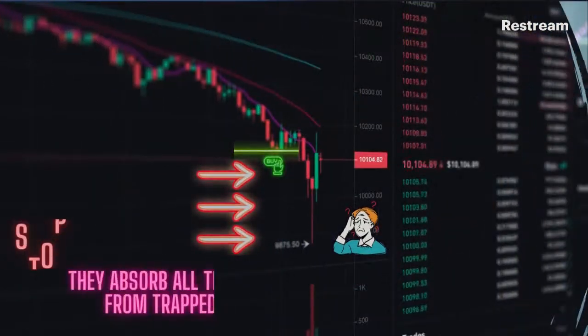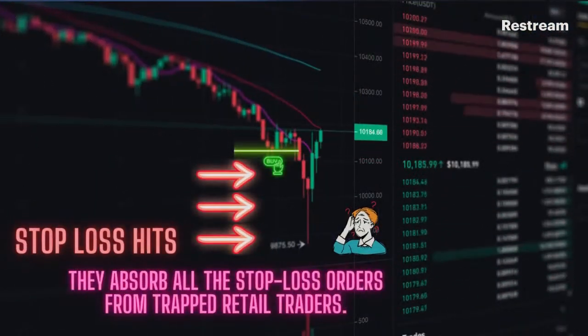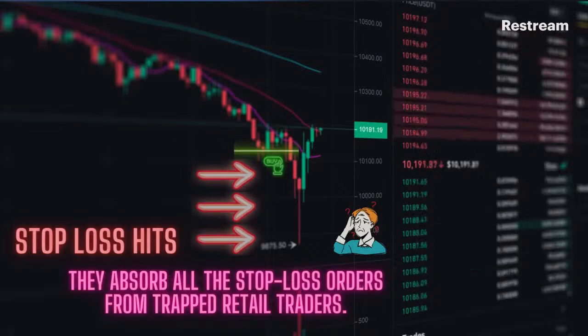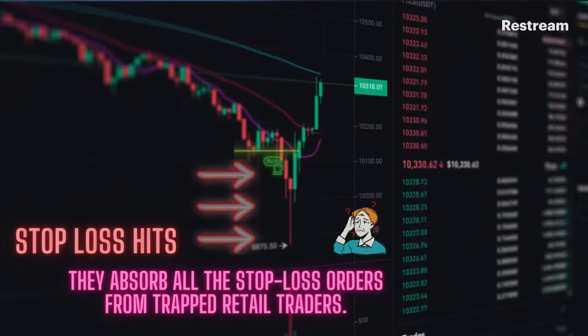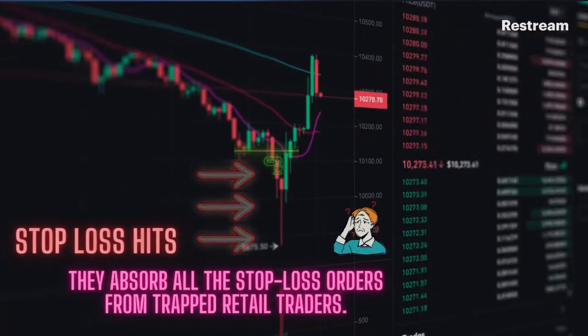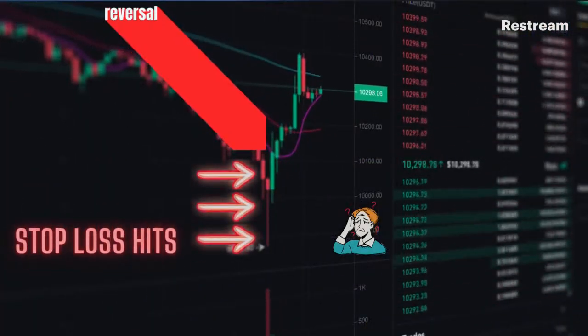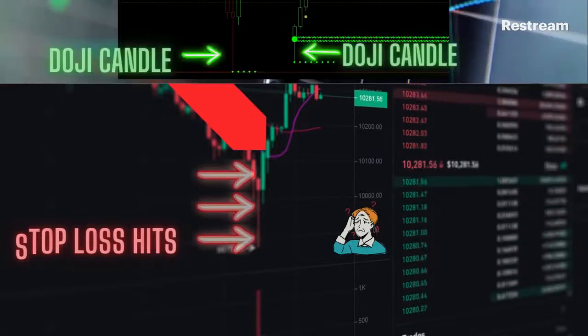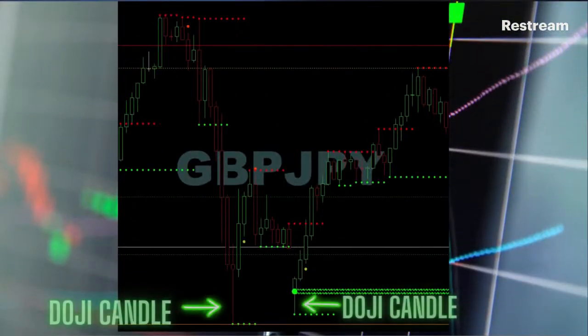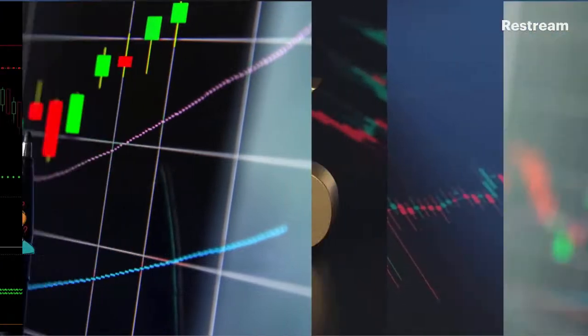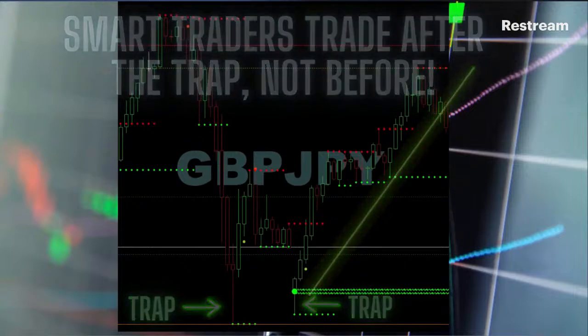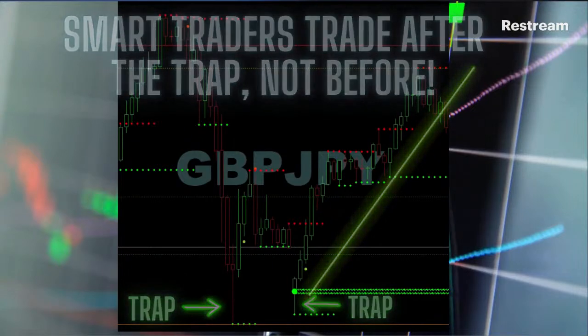They push price just beyond the support resistance level, triggering breakout traders. They absorb all the stop loss orders from trapped retail traders. They reverse the price back in the real direction. Solution? Wait for a confirmation candle before entering a trade. A fake breakout usually has a long wick followed by a strong reversal candle. Smart traders trade after the trap, not before.